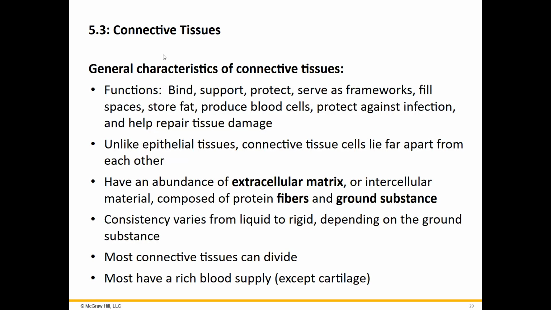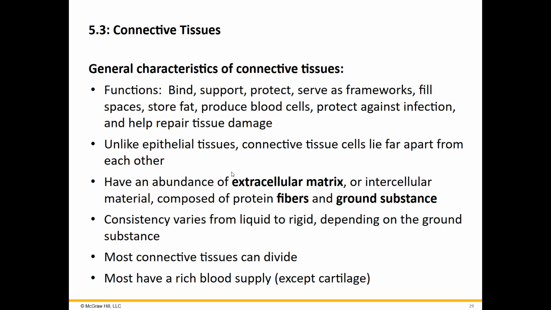Connective tissue, it connects stuff to stuff. That's what I want you to know. Bind, support, protect, serve as the framework, fill in space, whatever. It connects stuff. Unlike epithelial, it's not tightly packed. The cells lie far away from each other because it connects things. This is where we get that similarity to the cytoplasm being the organelles and the cytosol.